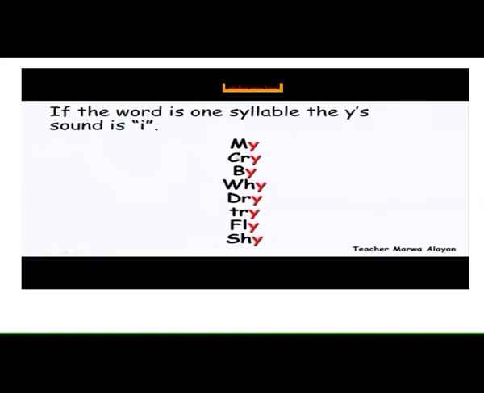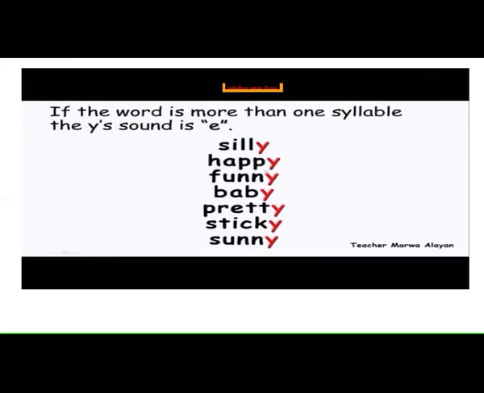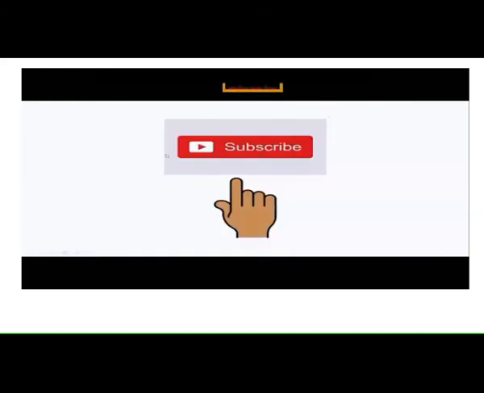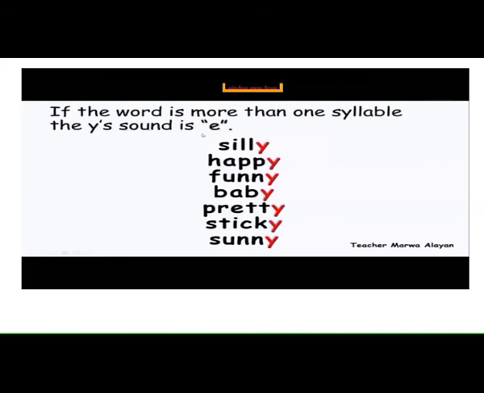My, cry, buy. And if the word is more than one syllable and Y comes at the end, the Y sound is E. Again, if the word is more than one syllable, the Y sound is E.